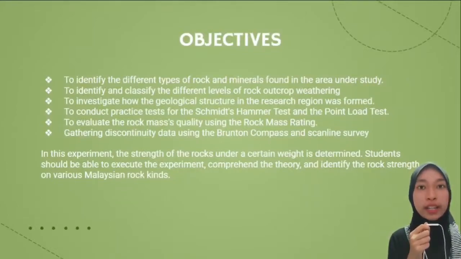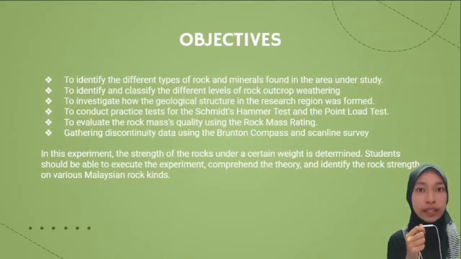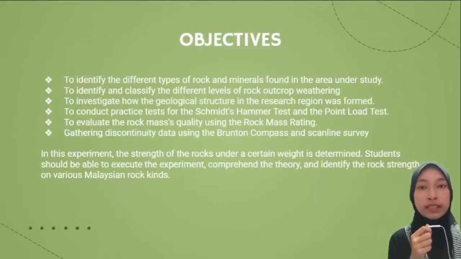Second, to recognize and categorize the various gradations of rock outcrop weathering. Third, to look into the formation of the geological structure in a research area. Fourth, to run drills for the point load test and the Schmidt hammer test. Fifth, to assess the quality of the rock mass using the rock mass rating. And sixth, using the Brunton compass and a scan line survey to collect discontinuity data.